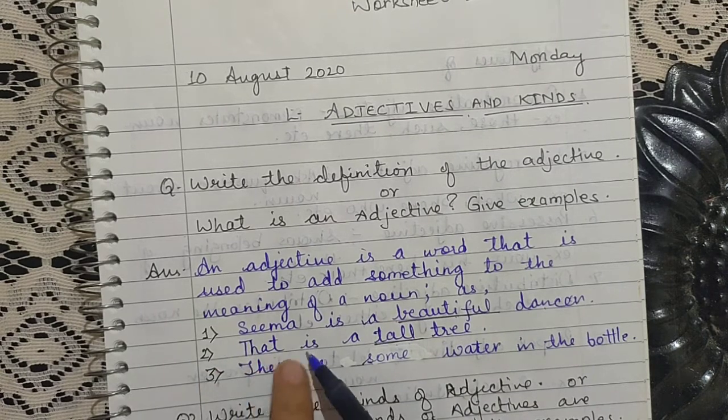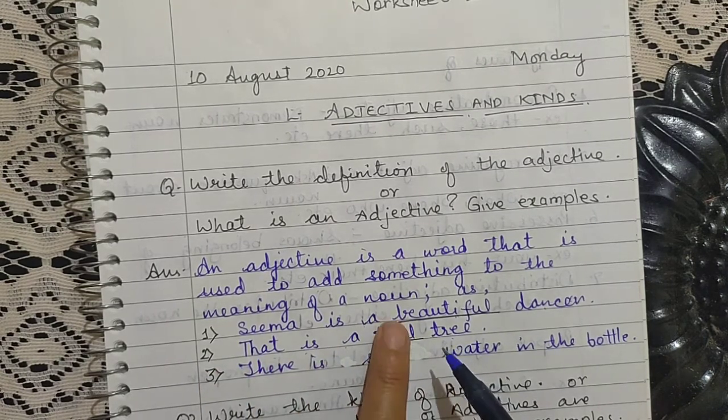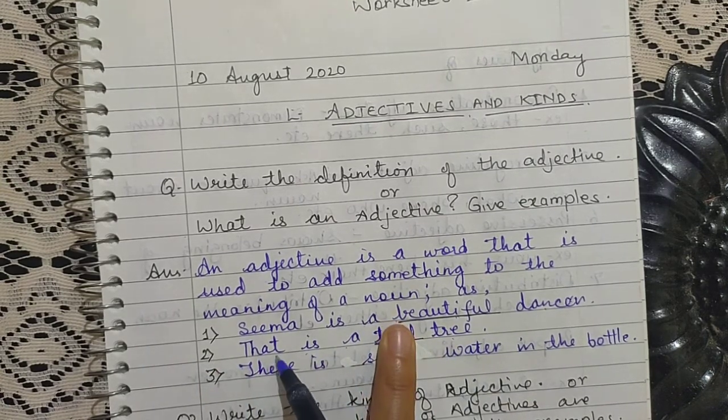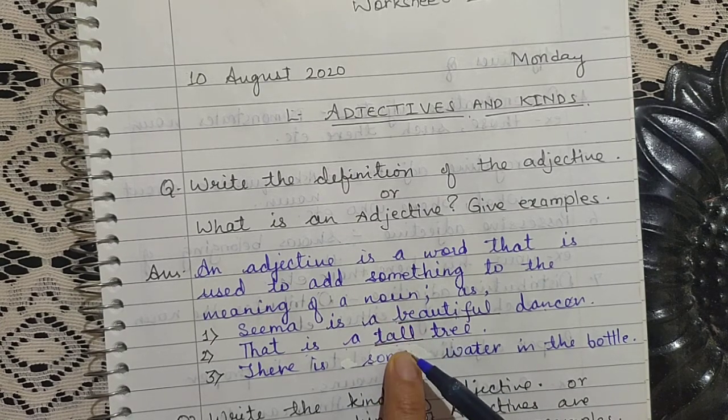Second example, that is a tall tree. Now if I hide this word tall, if I just say that is a tree, you will just think that that is a tree, but what kind of tree is it? I say it's a tall tree or it's a small tree. So tall is describing the tree, what kind of tree it is. It is a very tall tree.